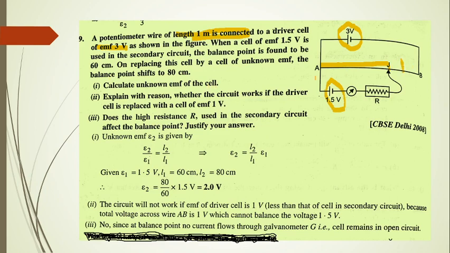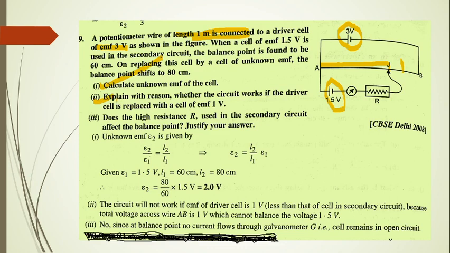Here we can use the first application of the potentiometer, comparing EMFs. E2 divided by E1 equals L2 divided by L1. The second length is 80, the first length is 60, and E1 is 1.5. By substituting these values, we get E2 as 2 volt. This part of the first question is over.